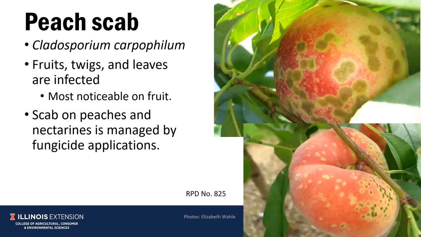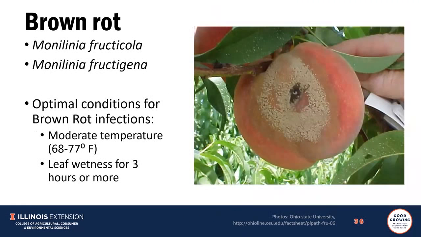Here is peach scab, another common disease. It can infect the fruits, the twigs, the leaves. The top photo is a nectarine. It also affects the nectarines, and the lower photo is a Saturn peach. And so your fungicide applications are going to be recommended starting at petal fall, and you're going to be treating 10 to 14 days according to the label.